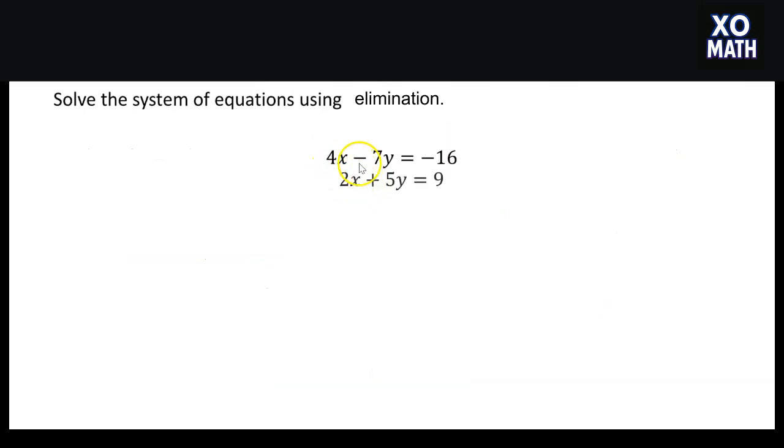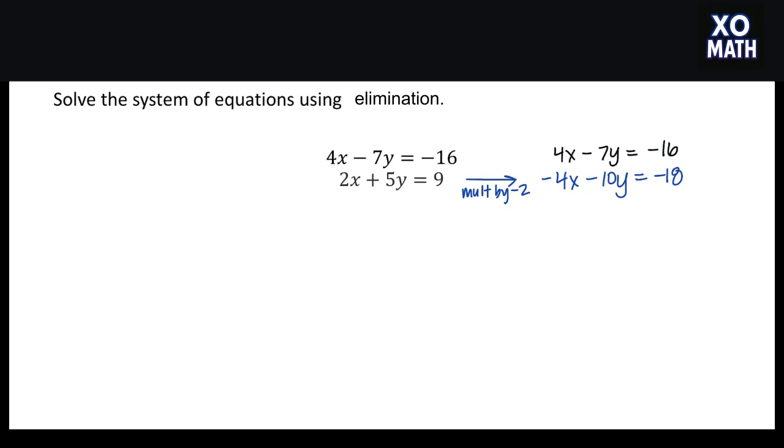In the last example, we have 4x minus 7y equals negative 16, and 2x plus 5y equals 9. We do have the equations in the right form, all the variable terms on the left, the constants on the right. We do not have variable terms with opposite coefficients, so we're going to have to create that. We'll multiply the bottom equation by a negative 2, and that will create a negative 4x, which is opposite the 4x of the top equation. So multiplying this bottom equation by a negative 2 gets us negative 4x minus 10y equals negative 18. The top equation stays the same.